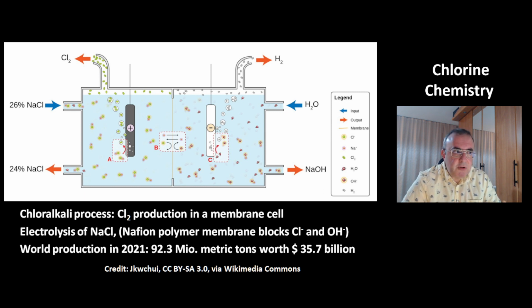The world production of chlorine in 2021 was 92.3 million metric tons, with a worth of 35.7 billion US dollars.